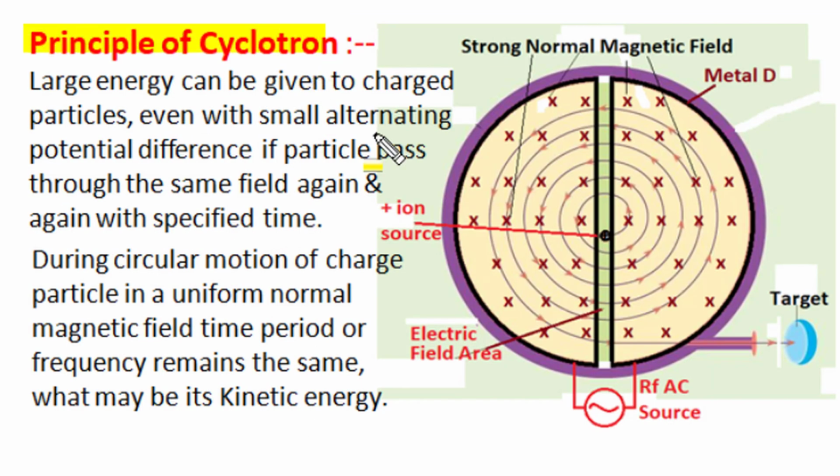The principle of cyclotron working is very simple. Large energy can be given to a charged particle with a small alternating radio frequency potential source, if that particle passes through the electric field again and again and gets accelerated by a small potential difference each time, and the total accumulated energy finally becomes considerable to do the desired operation.